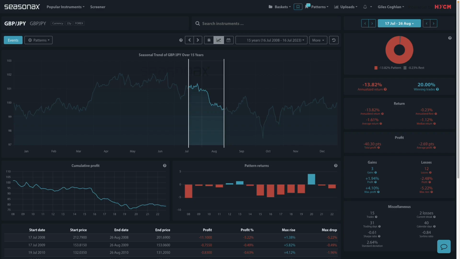Major trade risks. All outlooks have risks, and this is no exception. Remember that previous seasonal patterns do not necessarily play out every year. And don't forget that Bank of Japan policy will also impact this outlook, as well as the UK inflation print.